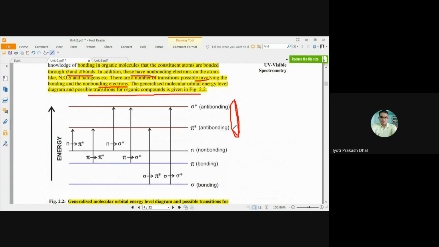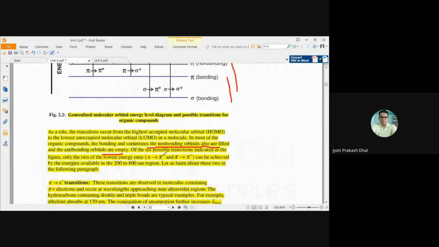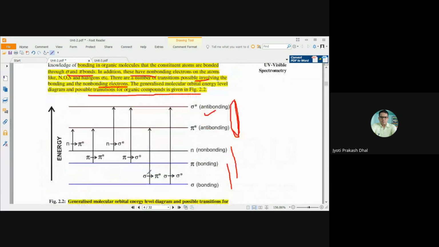In most molecules, these antibonding energy levels are empty, and the sigma, pi bonding and non-bonding energy levels are occupied. Out of the six possible transitions indicated in the figure, only two involve the lowest energy levels. So here you can see these are the six possible transitions.